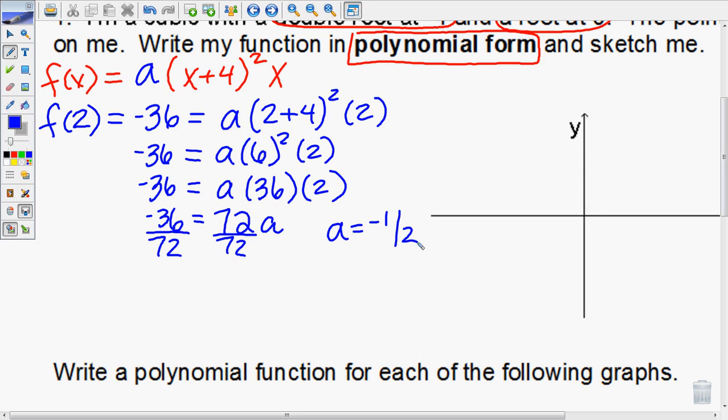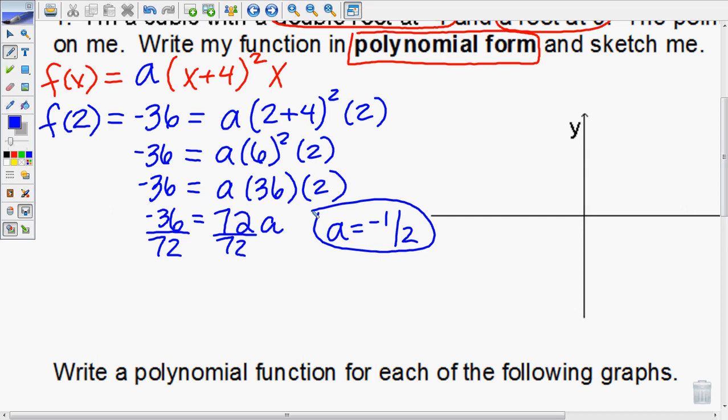Wait, hold on, it's negative 36 and it's positive 72. So it's going to end up being negative 1/2 because I have a negative 36 and a positive 72. So therefore A is this guy, right? A equals negative 1/2.